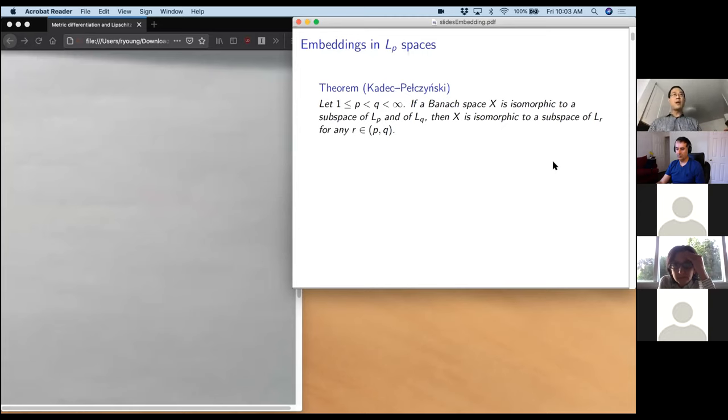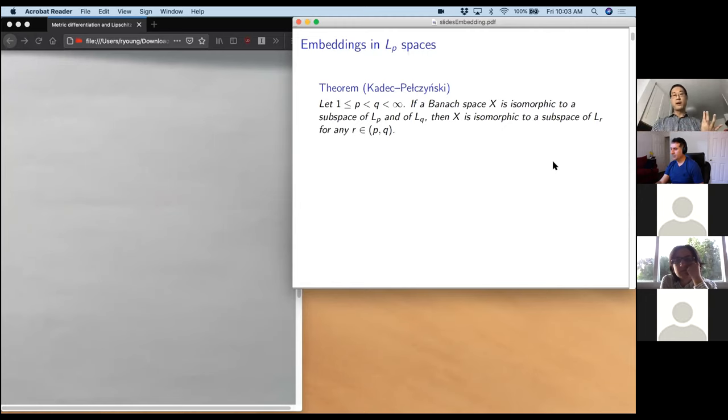And this is a result about the linear theory of Banach spaces. This deals with linear subspaces and linear isomorphisms. And there's a long history of trying to take results in the linear theory of Banach spaces and try to generalize or at least translate them to nonlinear theory, to look at metric subsets and Lipschitz maps. So can we do that here?